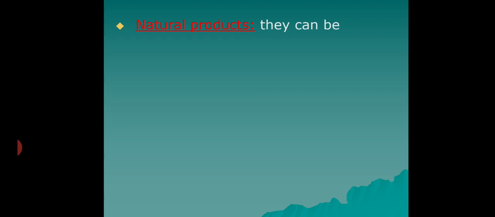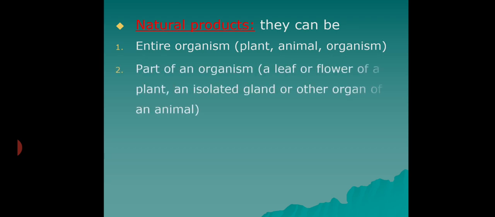What are natural products? They can be an entire organism. I said maybe a plant material, animal material, or microorganism material. It may be a part of an organism, a leaf or a flower of a plant, or an isolated gland of an animal. Liver of shark fish gives a rich source of vitamin A. Soft gelatin capsules of shark liver oil and cod liver oil are available. So the isolated gland, the liver of shark fish that we are studying, is also a natural product.